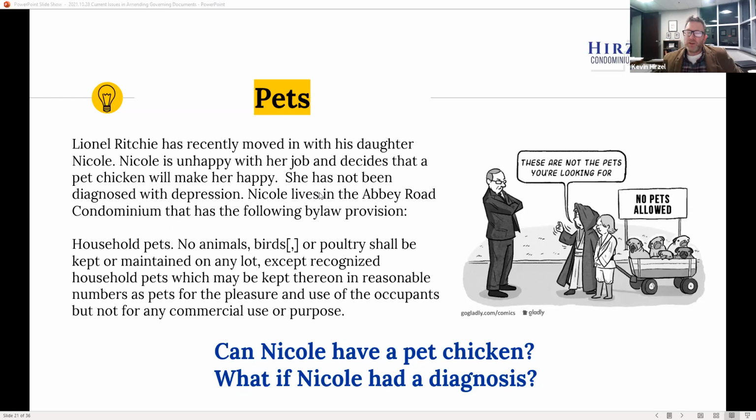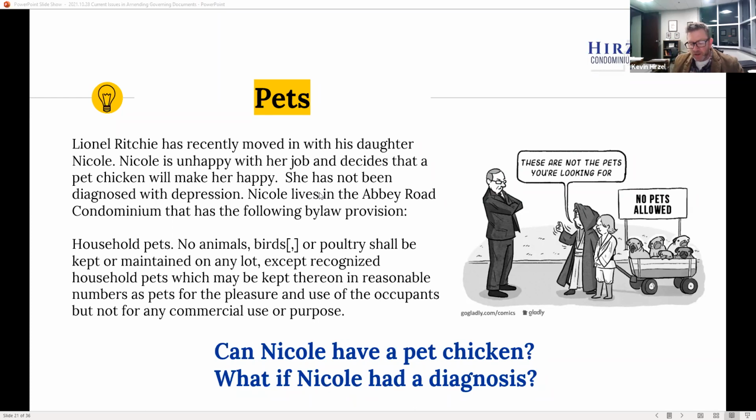And no matter what the reason is, you may have a board of directors that takes a look at this provision, sees a clear prohibition of a pet chicken and says, no, Nicole, I'm sorry, you cannot have a chicken in our condominium. But then you have the backup question. What if Nicole had a diagnosis? That's really getting to the question of whether or not a chicken would qualify as an emotional support animal?